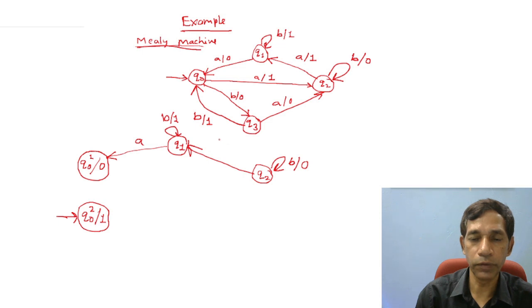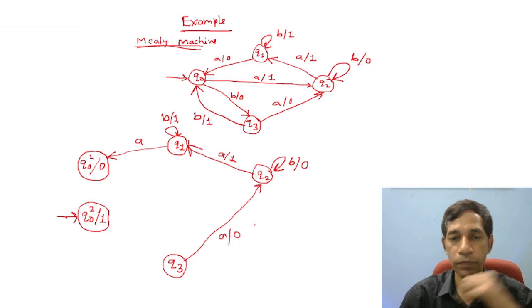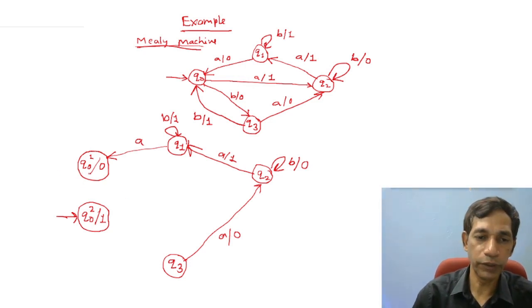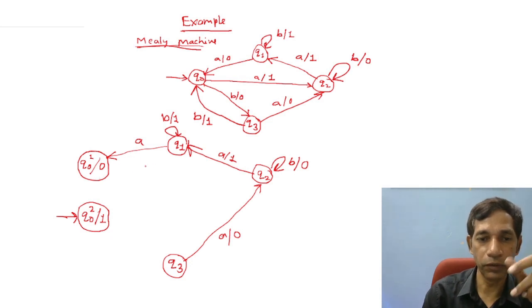So you are coming to the Q1, and the label is A/1. Now you have the Q3 here, and from Q3 we go to the state Q2, and the label is A/0. So in the Q0 1/0, the edge is coming from the Q1, and for the A it is going to produce the output 0, and the outgoing edge from this is what?